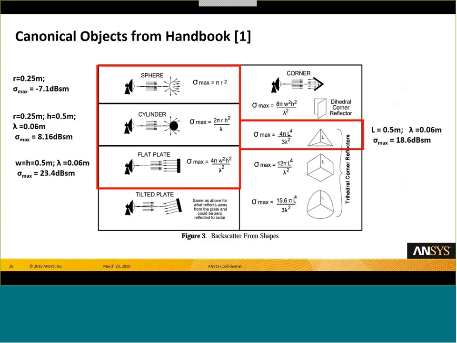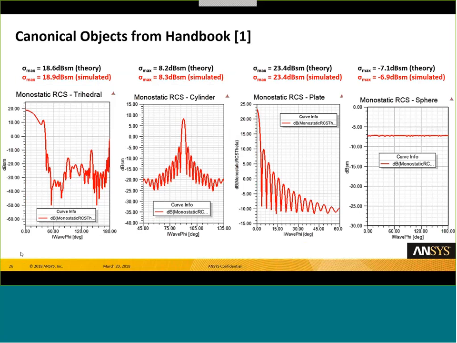So the first thing we do for a comparison is actually take references from the handbook. And in this case, these are theoretical predictions that are made for a number of canonical targets. And the values that are calculated are all analytical, and the term that we're looking for is actual maximum radar cross-section. So for the objects that you see here, the sphere, cylinder, plate, and corner reflector, we can punch in our own values and get a theoretical estimate for what the maximum radar cross-section would be. And then we run that simulation in our Ansys HFSS solvers.